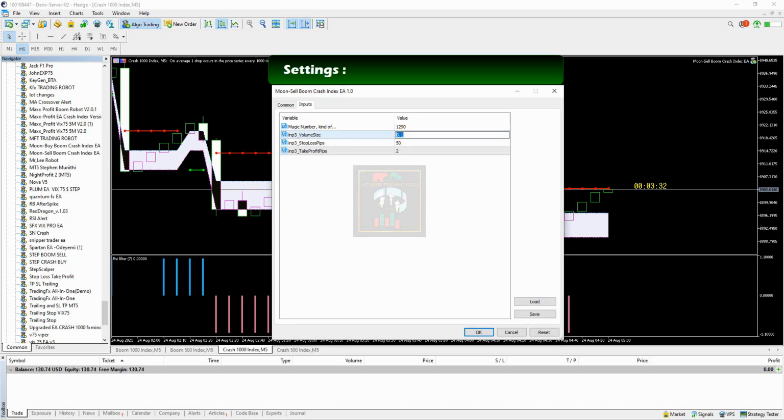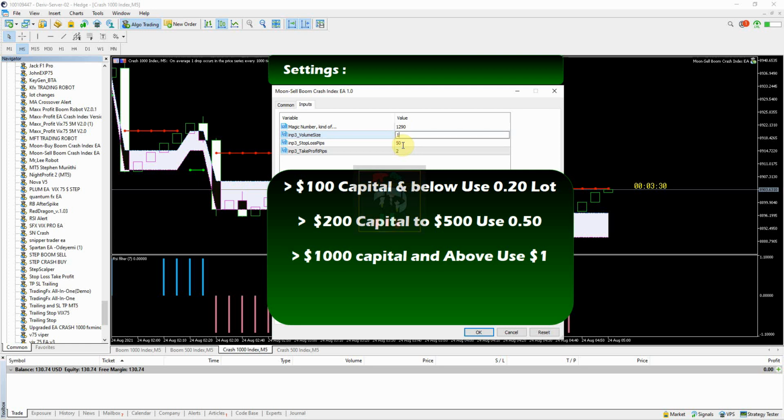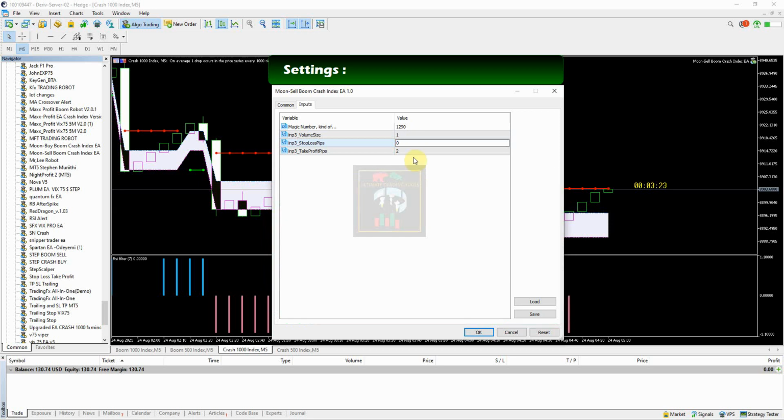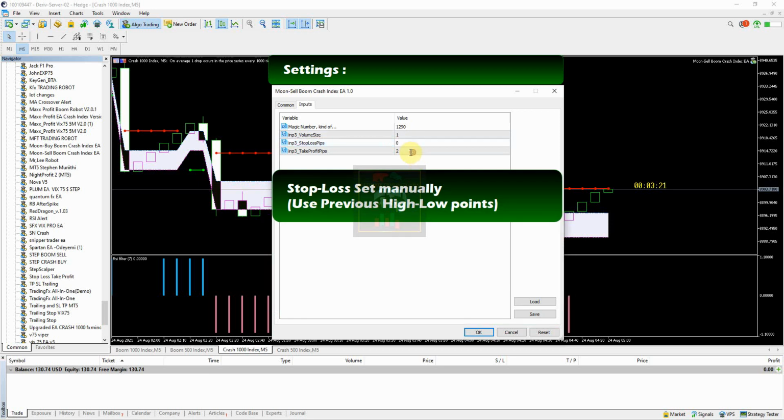The settings should match your account size. These are some of the recommended settings depending on your capital amount. Don't let your margin go below 1000% margin level. I set the stop loss to 0, but I will adjust it later when the robot takes a trade. I set the stop loss using the previous highs or lows.